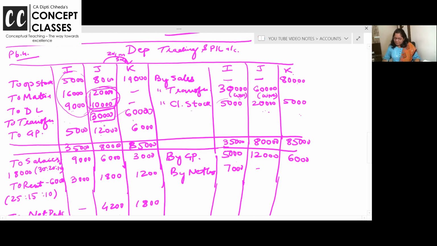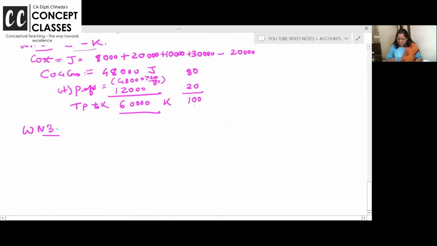I hope you are getting this. If in the exam they gave that in J's closing stock of 20,000, 5,000 is the closing stock of I, then on that 5,000 into 20 by 120, we'll reverse the loading. But in J's closing stock, how much is the closing stock of I? We don't know. And you can't say, ma'am, everything has come from I only. No. J is having its own purchases also.